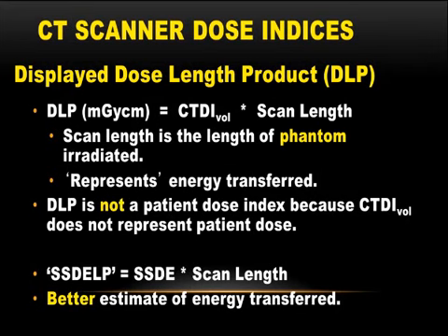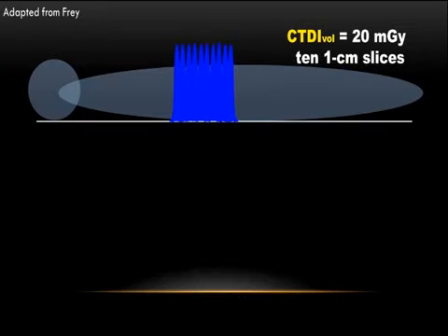Now, if we chose, we could take the SSDE value, which is a better representation of the patient dose, and substitute that for CTDI vol, multiply it times the scan length, and come up with some kind of new crazy name like SSDELP, okay? And that, indeed, is a better estimate of the total energy that's transferred to the patient than the standard DLP. And that is something that we could and would be reasonable to do.